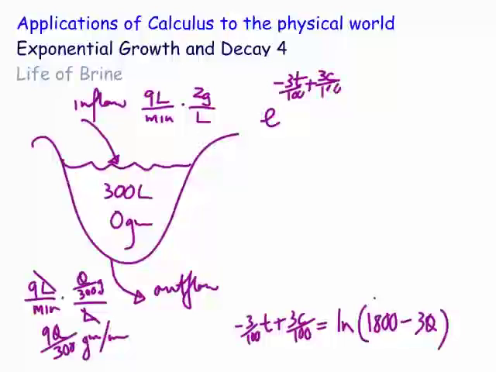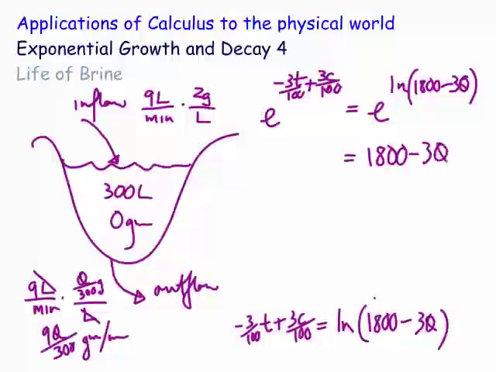Okay, it's supposed to be 100, equal to what? e to the ln(1800 minus 3Q). Now, hopefully we know these are inverse functions, and this is going to drop us out at 1800 minus 3Q over here on the right.